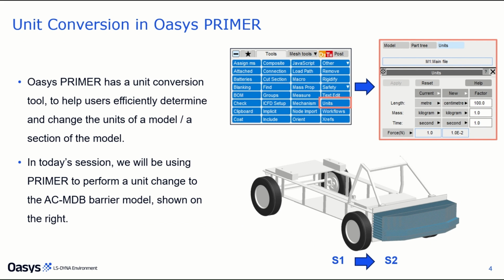Oftentimes, you might receive models with a different unit system compared to your LS-DYNA model. This could be because you've been passed a mesh generated from another software where a different unit system was used. In our example, we have an LS-DYNA ACMDB barrier model, which is built in the S1 unit system. However, we would like to convert the unit system of our model to S2 before passing the model to some colleagues who have set up their vehicle model in the S2 unit system. So let's go through a live demonstration to see how we can perform this unit conversion in Primer.